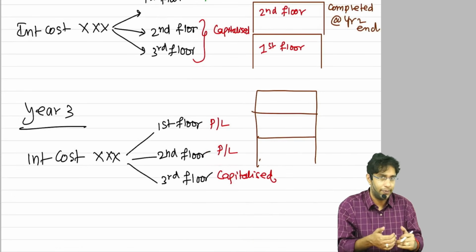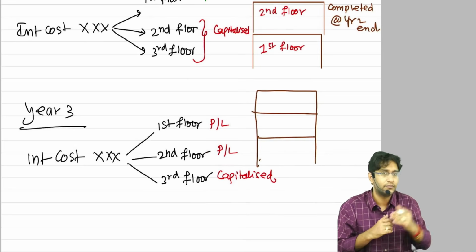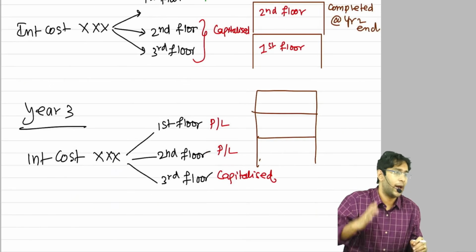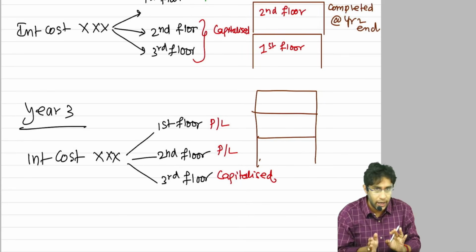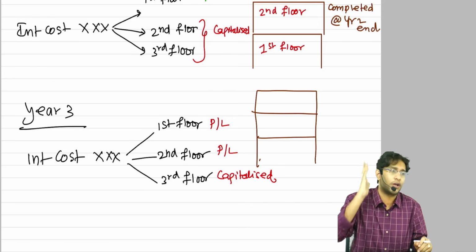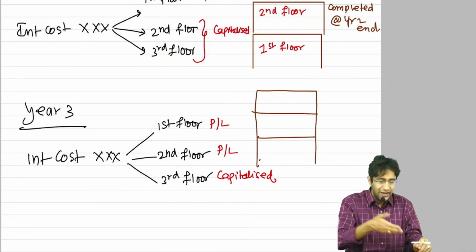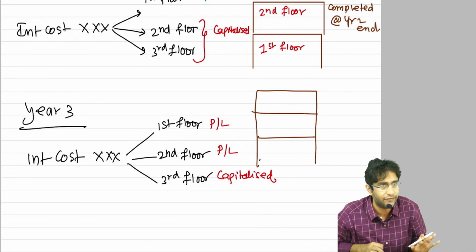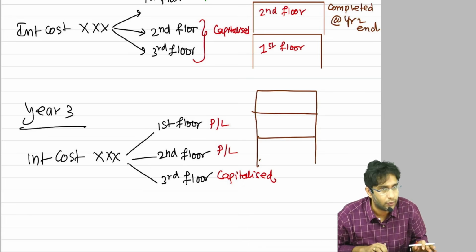So cessation is happening phase-wise. Phase-wise cessation also happens. That is also okay, provided the completed phase is capable of giving you future economic benefits. In that case, phase-wise cessation is also okay for us. So do you understand what I am trying to say?